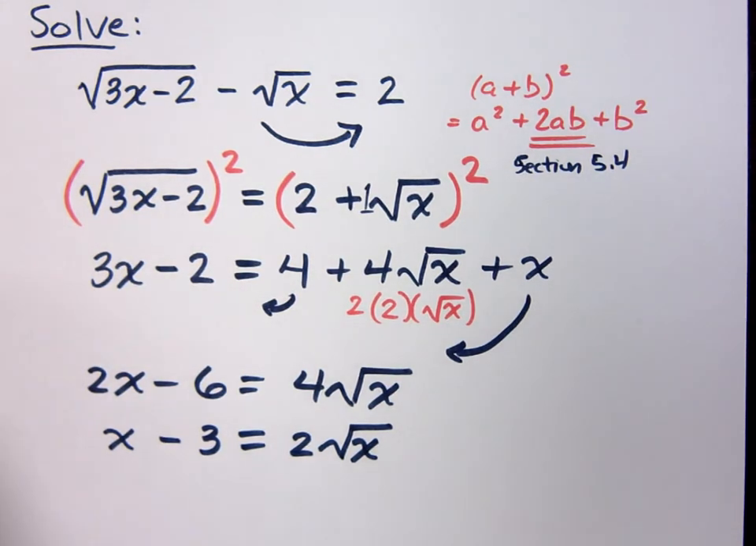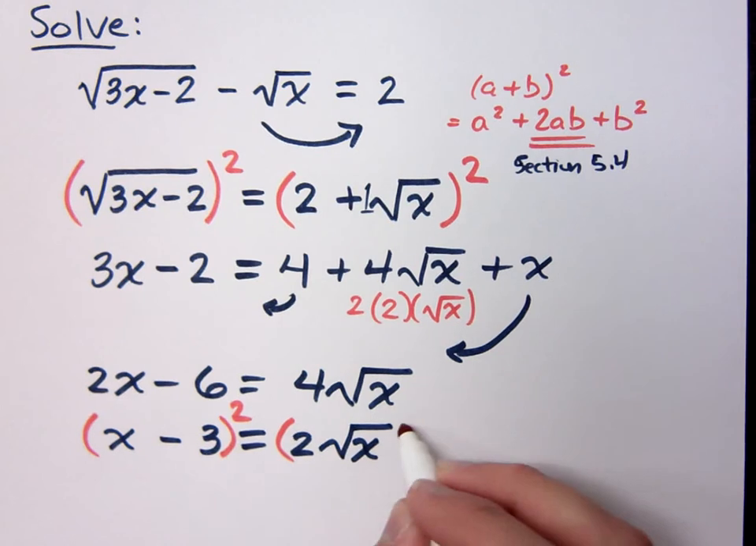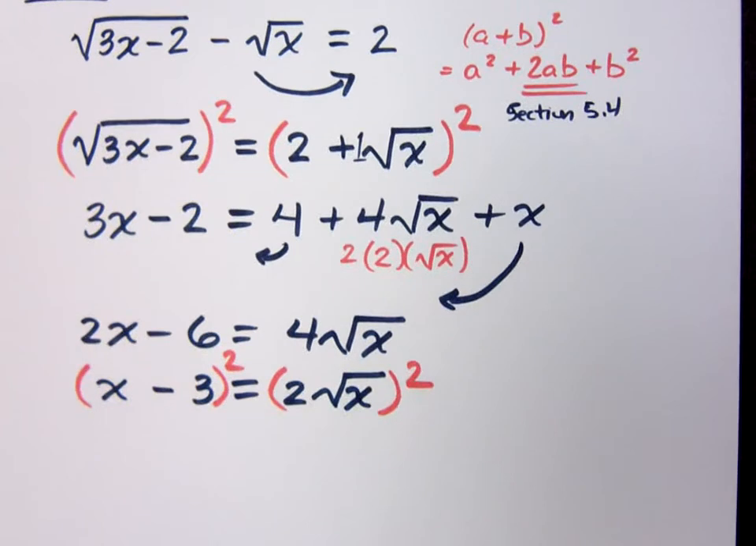Now, what power do I want to raise both sides to? 2. Square both sides. Now, the left side should be nice and easy, a problem that we would have seen in 0308. You have to square x minus 3. Use that special product that we already have written here. What do you get?